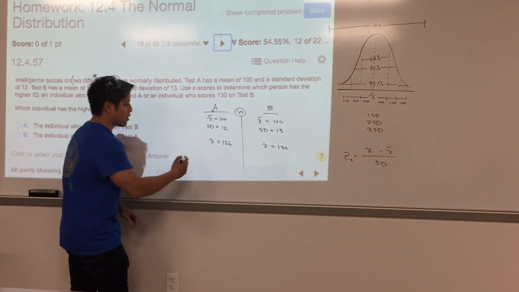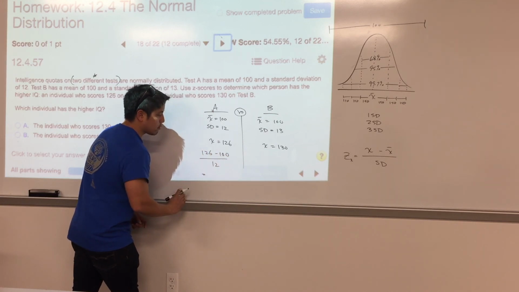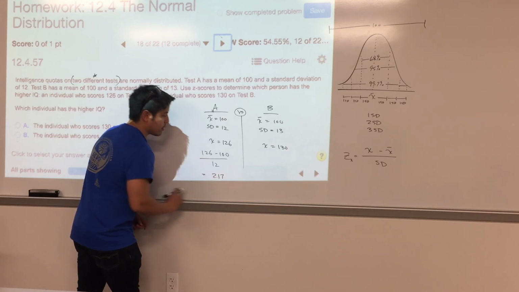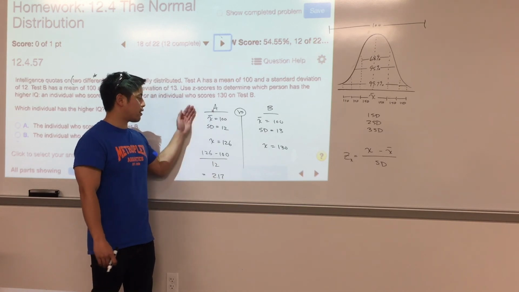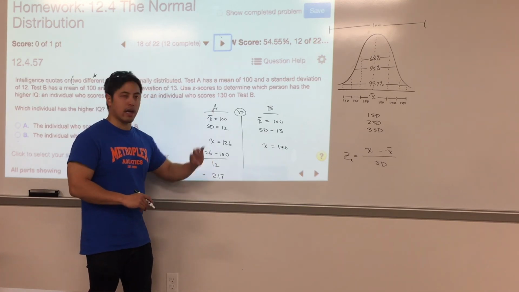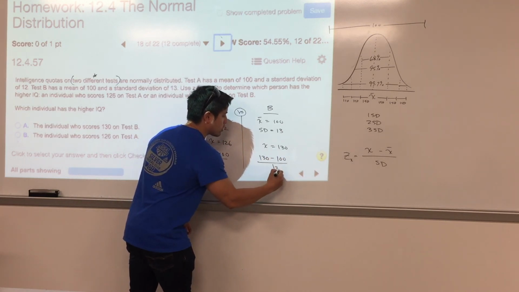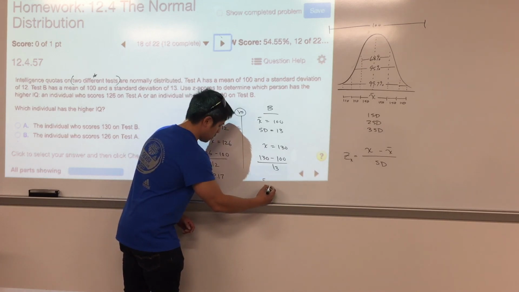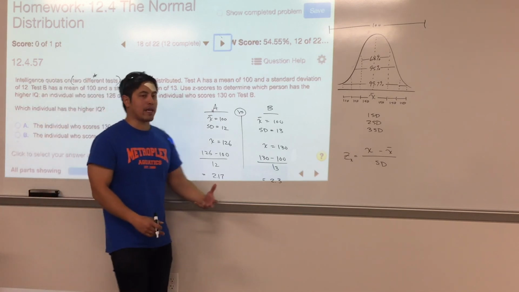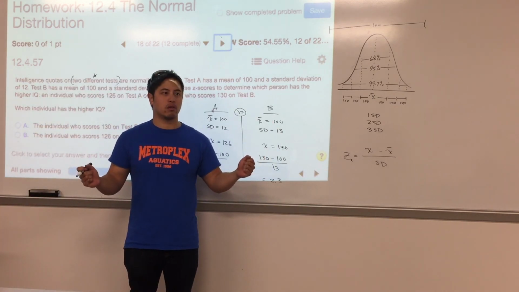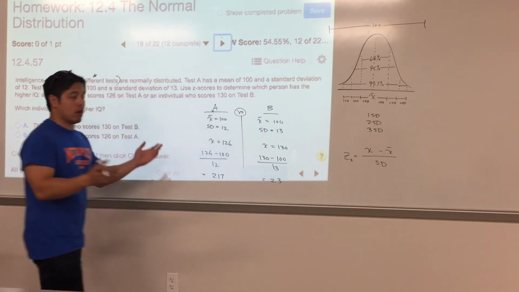Okay, so let's take a look at this. This is 126 minus 100 over 12. Did somebody get that? 2.17. Now, if this z-score is lower than the other one, then this person has a lower IQ, and vice versa. So here's 130 minus 100 over 13. What was that? 2.3. And so what this allowed us to do was basically get everybody on the same playing field, even though they took different tests, so long as they're normally distributed.